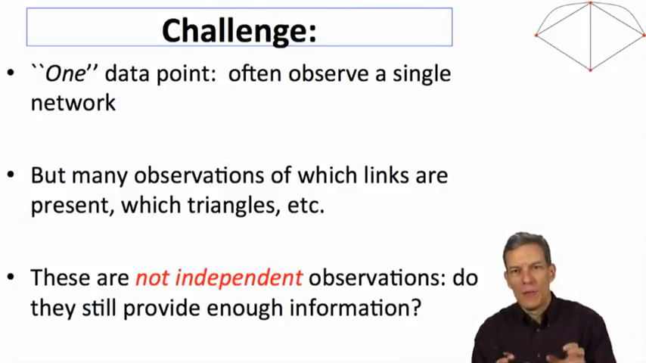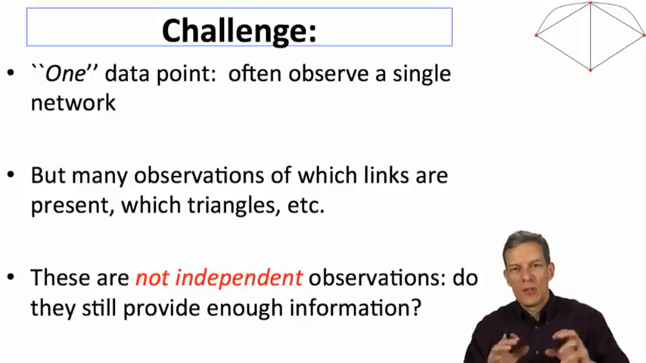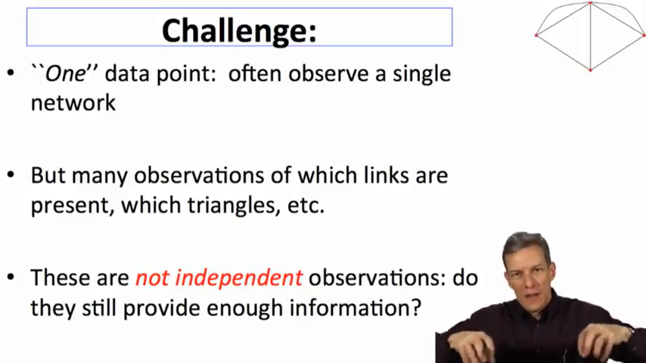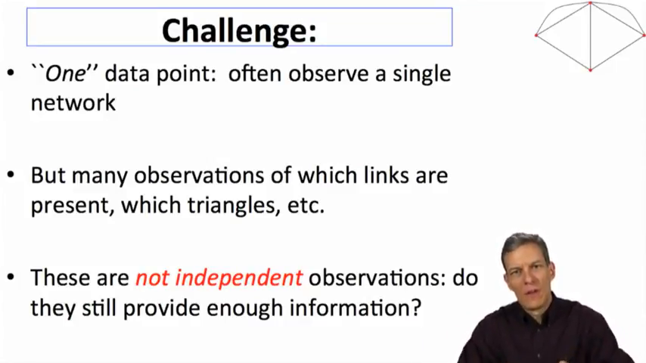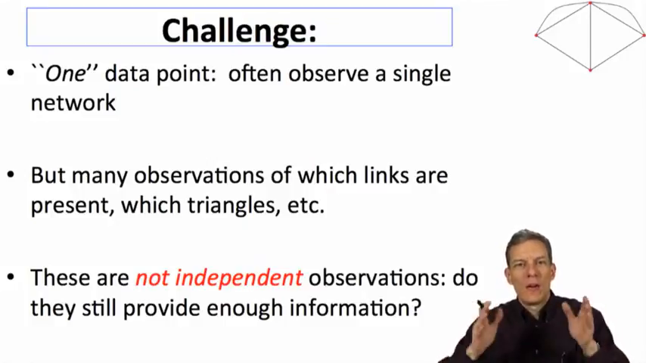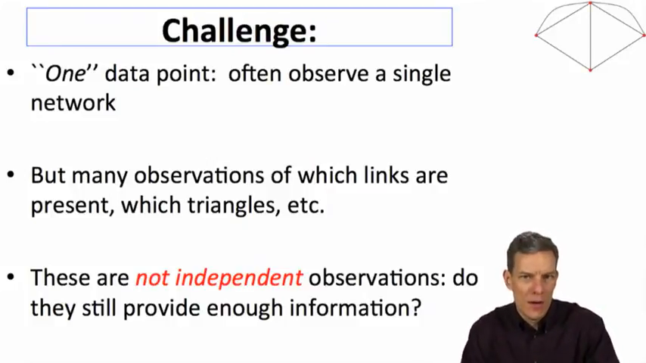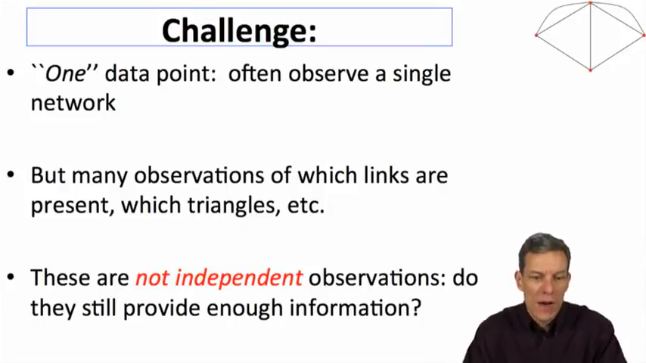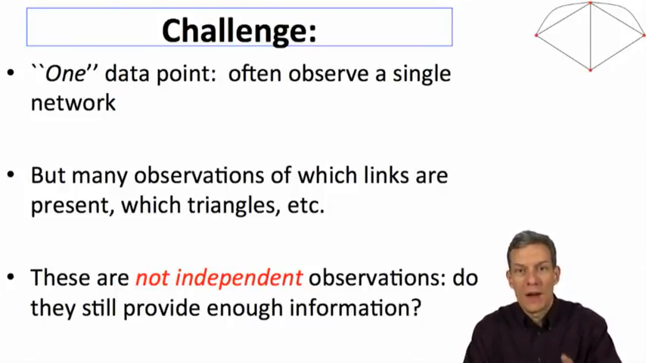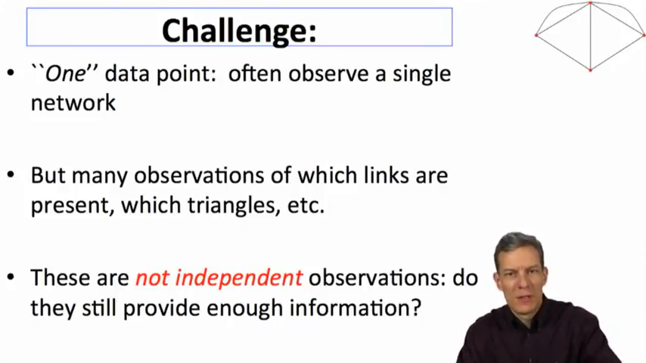And the idea will be that we can still prove that the estimates we get from this will be fairly accurate, to the extent that we can show that there's enough information in having lots of these observations to still disentangle what nature must have been doing to generate a network that looked like it did. So they're not independent, but they can still provide enough information to get accurate estimation.